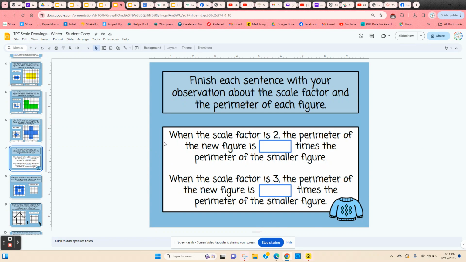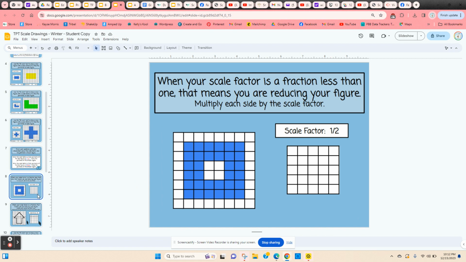Now, just as a review, the next slide is just a review. So when the scale factor is 2, the perimeter of the new figure will be 2 times the perimeter of the smaller figure. So they're just going to type in the word 2. And when the scale factor is 3, the perimeter of the new figure is 3 times the perimeter of the smaller figure. Just a little review to reinforce for the students.